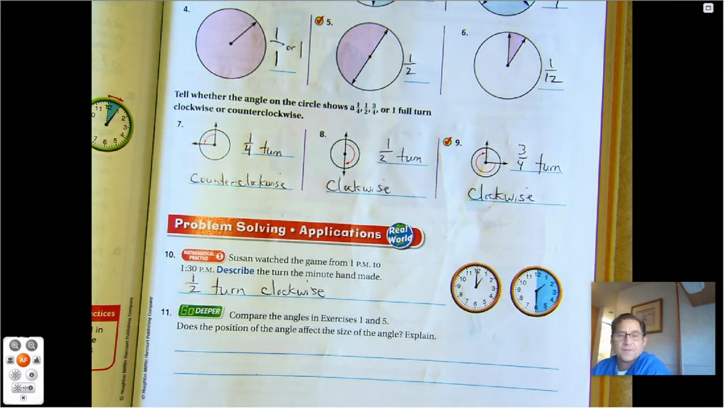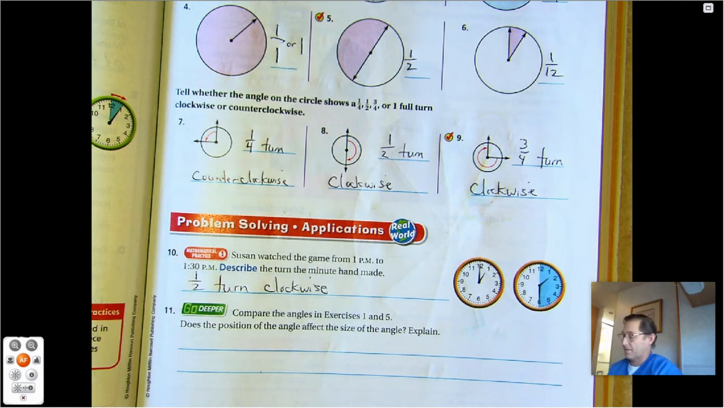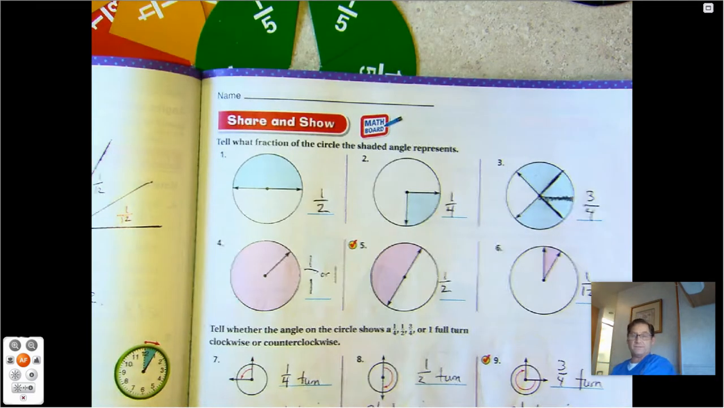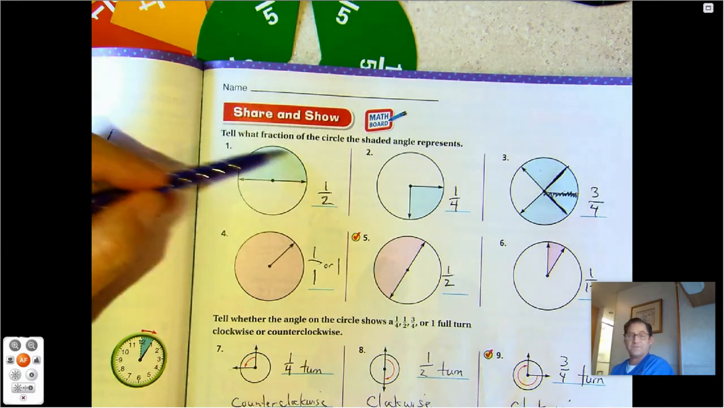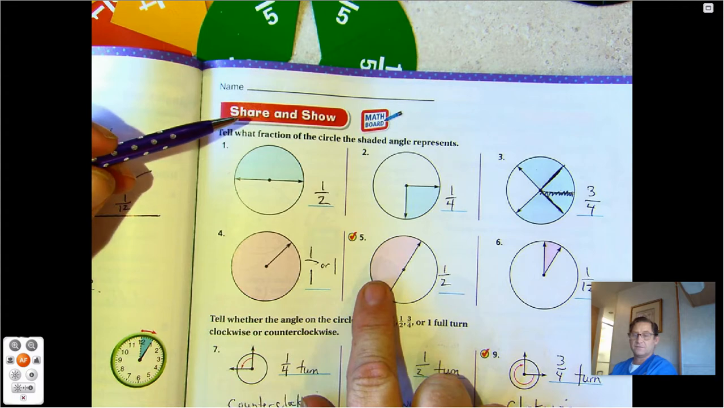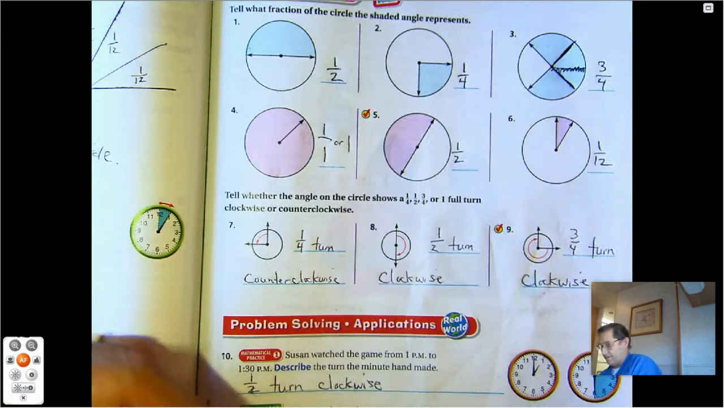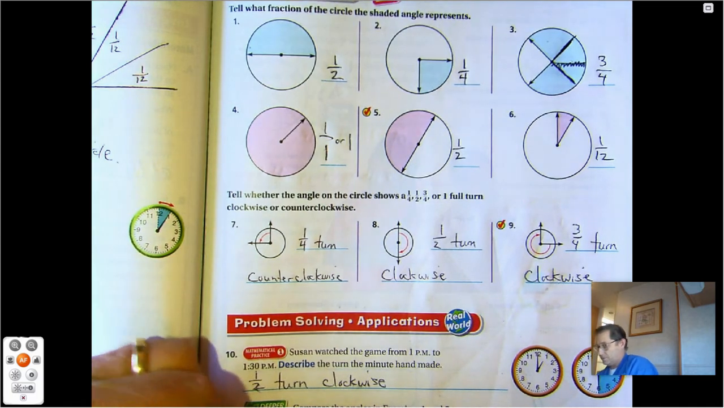Number 11. Compare the angles in exercises 1 and 5. Does the position of the angle affect the size of the angle? 1 and 5. So 1, we have half the circle here. 5, we have half the circle here. Well, it's still half, right? So no, it doesn't matter.